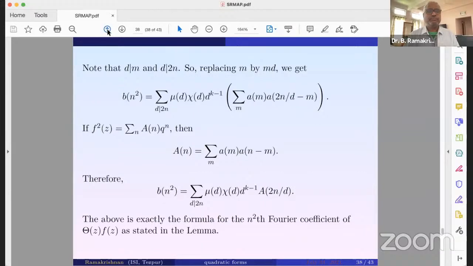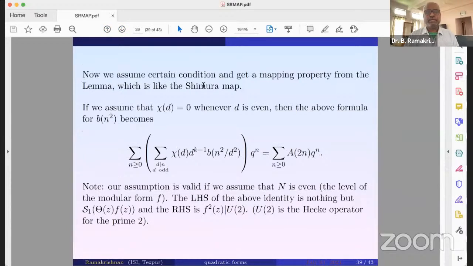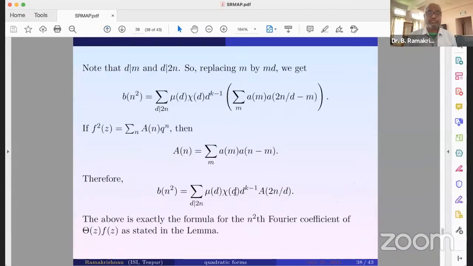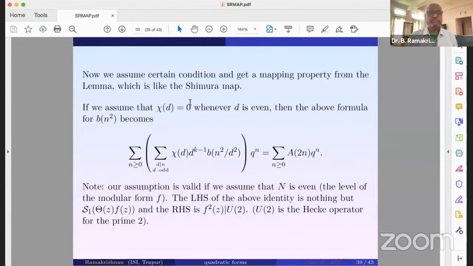I'm just following the proof of Selberg. Now we assume a certain condition and get a mapping property from the lemma. If we assume the further condition that chi of d is 0 whenever d is even, so the d even part goes away, therefore d dividing n only will be there. Okay, so we'll make use of that. So assume that chi of d is 0 whenever d is even, therefore the above formula I can write as summation over n greater than or equal to 0, d dividing n, mu of d, chi of d, d power k minus 1, b of n square by d square, is summation a of 2n q power n.